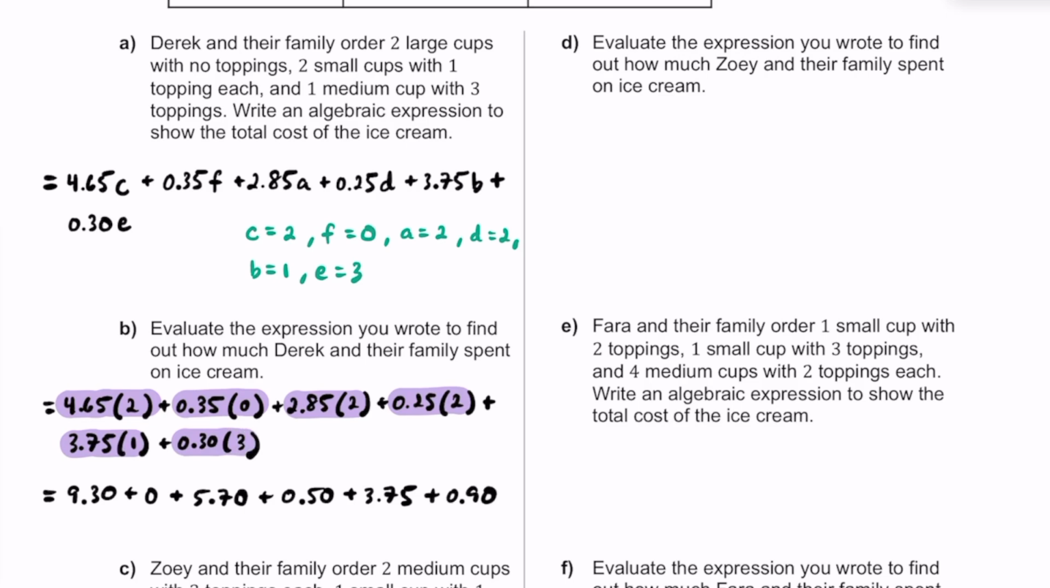So to find out how much Derek spends on ice cream with his family, we just have to add up all of these numbers here. So we have $9.30 plus 0, or you can just leave that blank, plus $5.70 plus 50 cents plus $3.75 plus 90 cents. So in total, it looks like this is going to be $20.15.